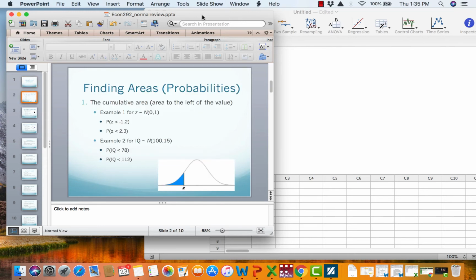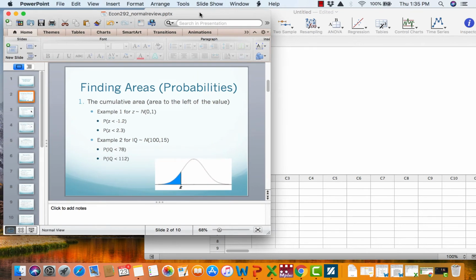All right, so let's get started here. What we want to do is find areas or probabilities, and there are three different ways we can do this. The first one is we can find what's called the cumulative area. The cumulative area is the area to the left of the value as you see in the picture below. We're going to work simultaneously with two different examples throughout this lecture.